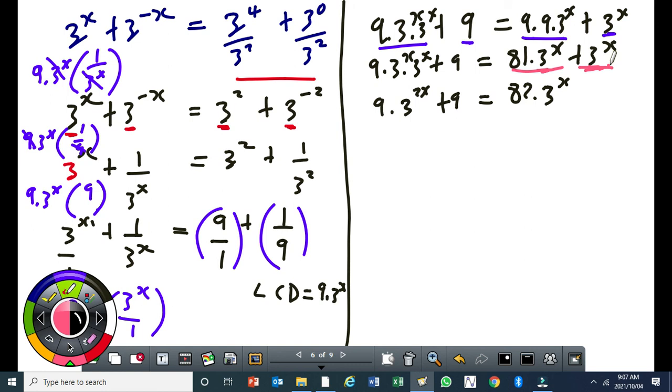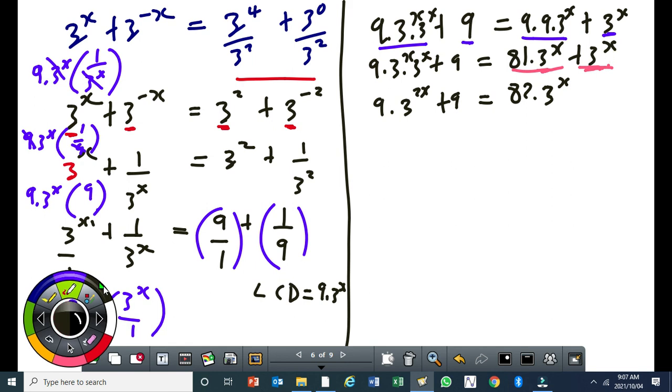Okay, check this out. Let's say, let 3 to the power of x be k. Do you agree with me that I can write this as 81k plus k? What is 81k plus k? 82k. That's why I'm writing that.